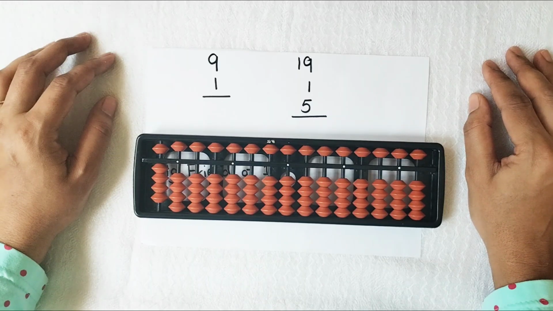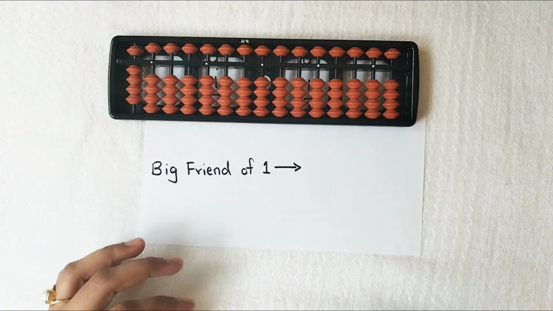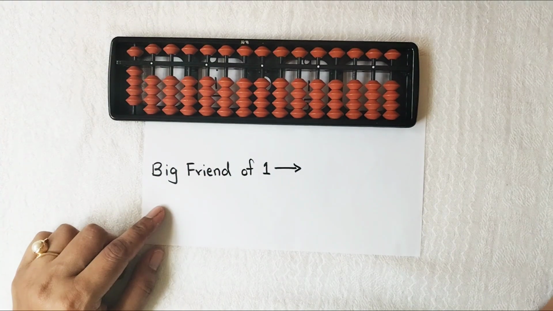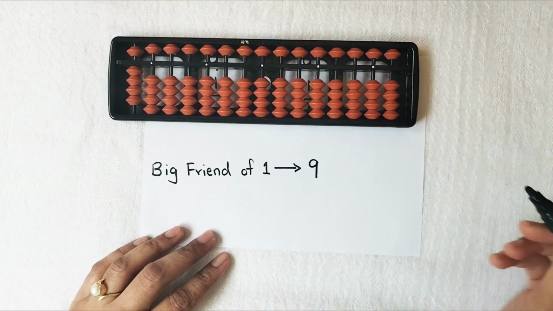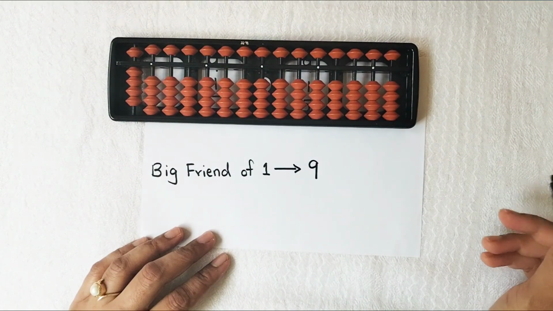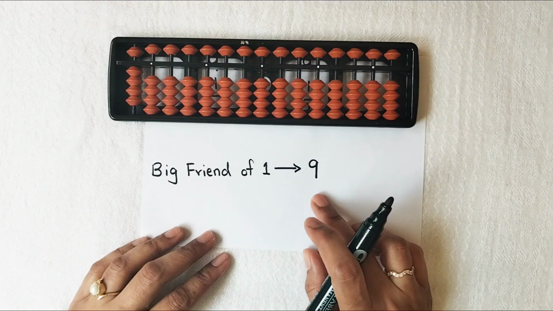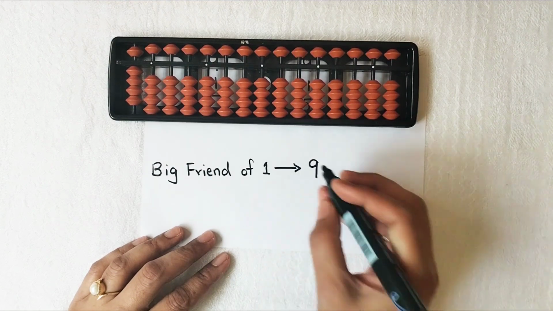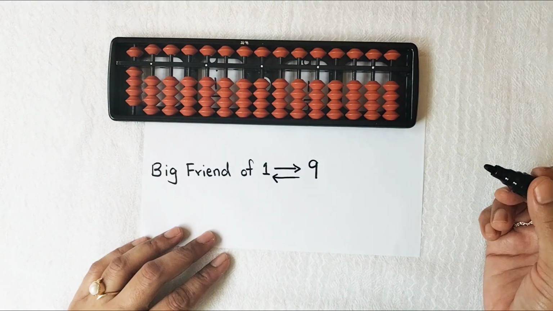Now do you remember who is the big friend of 1? Come on, we have done this before. Very good. Big friend of 1 is 9. Remember we have done this? When we were learning big friends of 9, I have taught you 1 is the friend of 9 and 9 is the friend of 1.